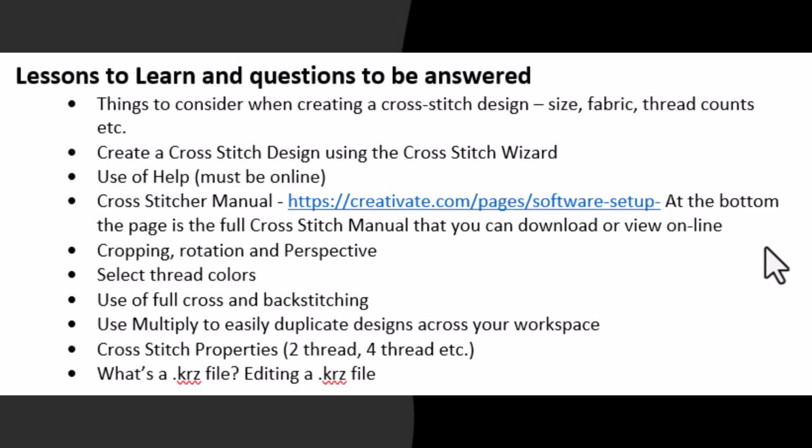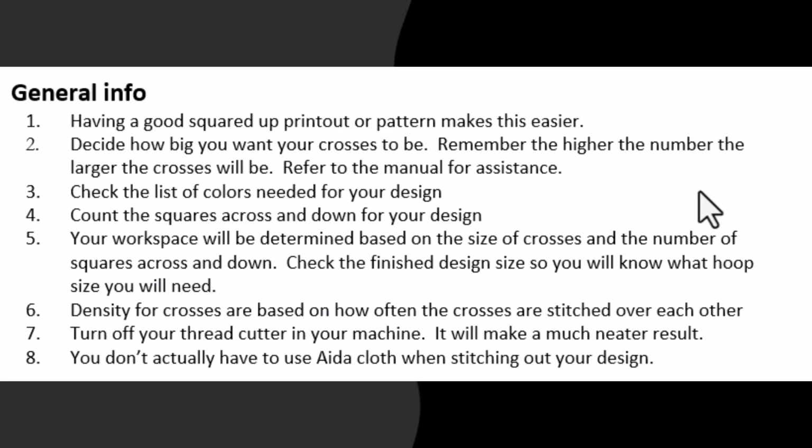So this is just a basic, it's in your instructions, just basically what we're going to cover in going through cross stitch. The general information here is the same thing that's in your instruction sheet, basically having a basic understanding of how big you want your crosses to be, how heavy you want your crosses, and what you're going to stitch it on. Are you going to stitch it on native cloth, or are you going to stitch it on regular fabric? I would probably suggest just doing it on regular fabric.